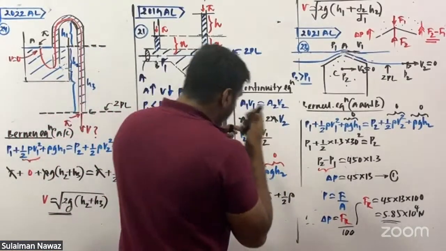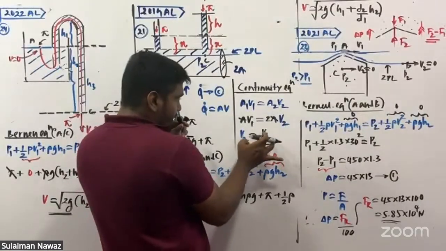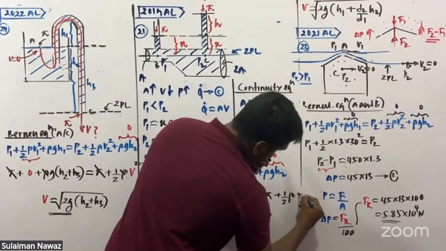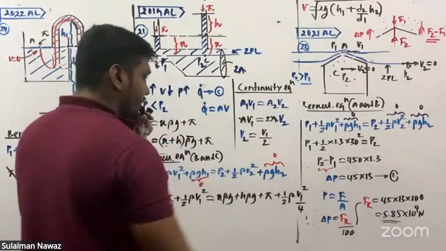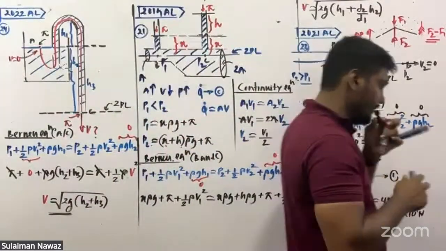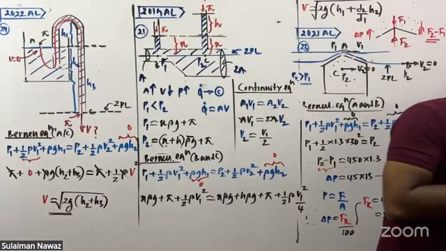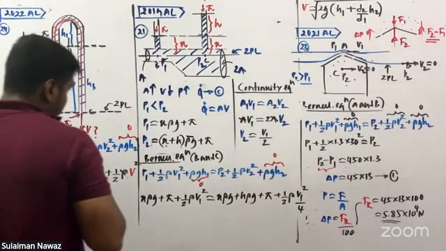Then half rho, then v2 squared. v2 squared means v1 squared over 4. Up to here everything is very clear. Then what can I do now?